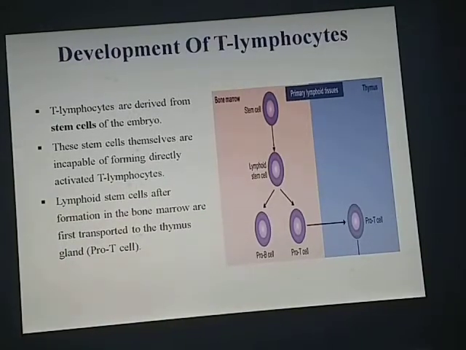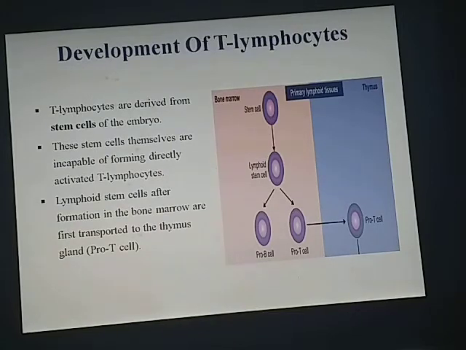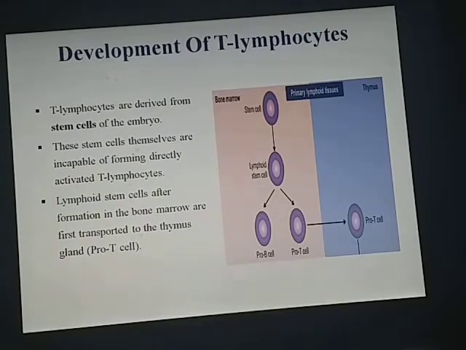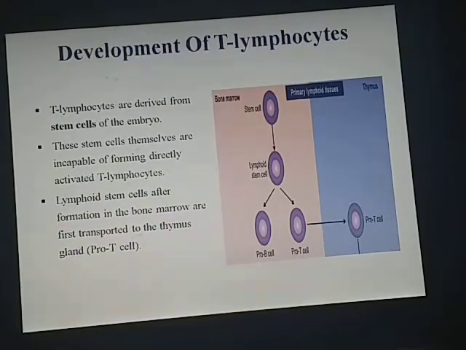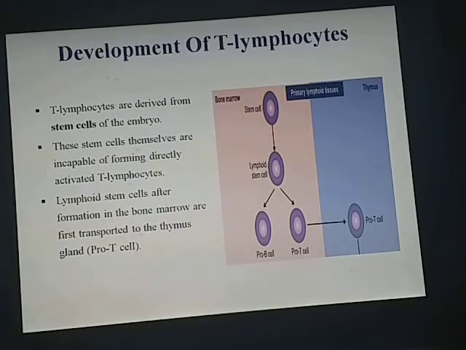Then development of T lymphocytes. T lymphocytes are derived from stem cells of the embryo. The stem cells themselves are incapable of forming directly activated T lymphocytes. The lymphoid stem cells, after formation in the bone marrow, are first transported to the thymus gland as pro-T cells, which you can see in the diagram. This is how the pro-T cells are transported to the thymus gland after formation from lymphoid stem cells.